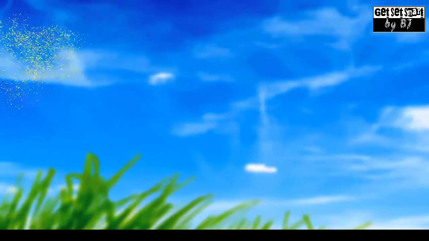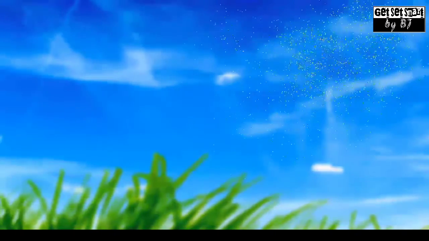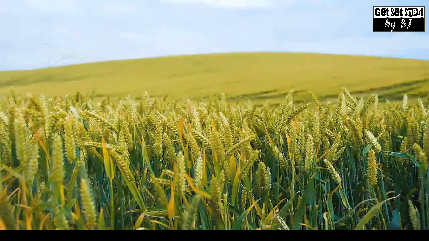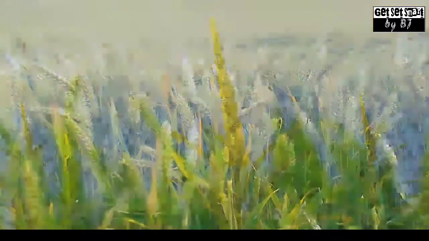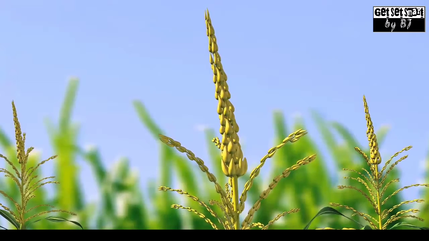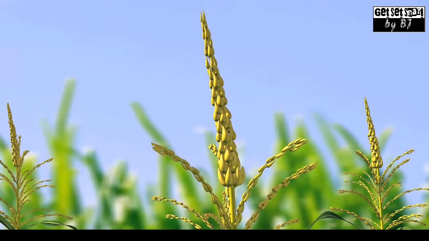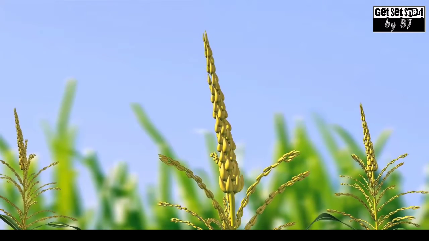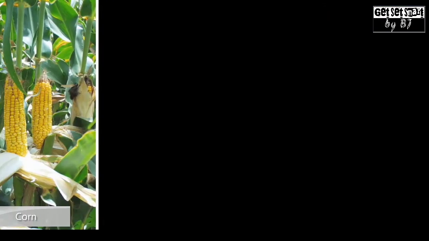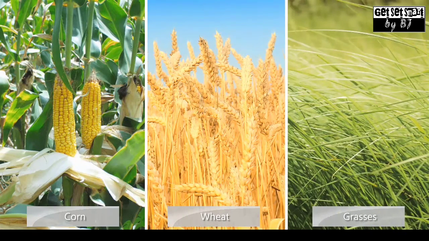Wind can blow pollen grains from the anther of one flower to the stigma of other flowers. Such flowers have less attractive petals or no petals at all. In the absence of larger petals, the anther and pistils are exposed to the wind. This makes wind pollination easier. Corn, wheat and grasses depend on wind pollination.